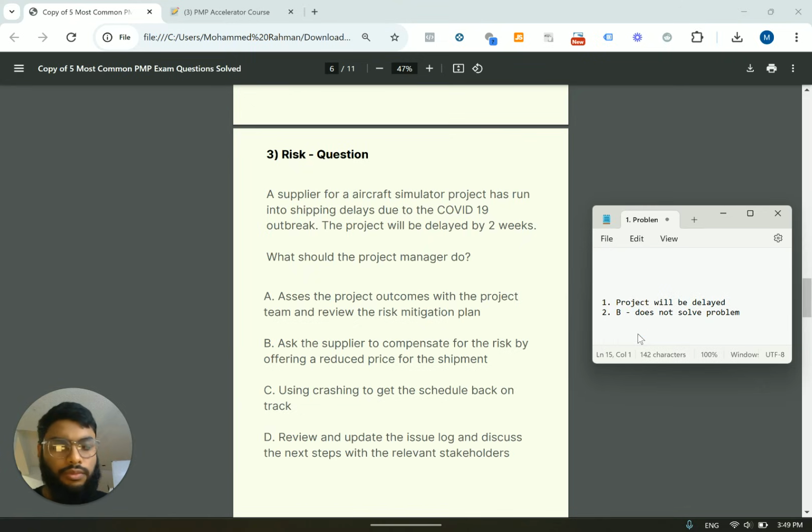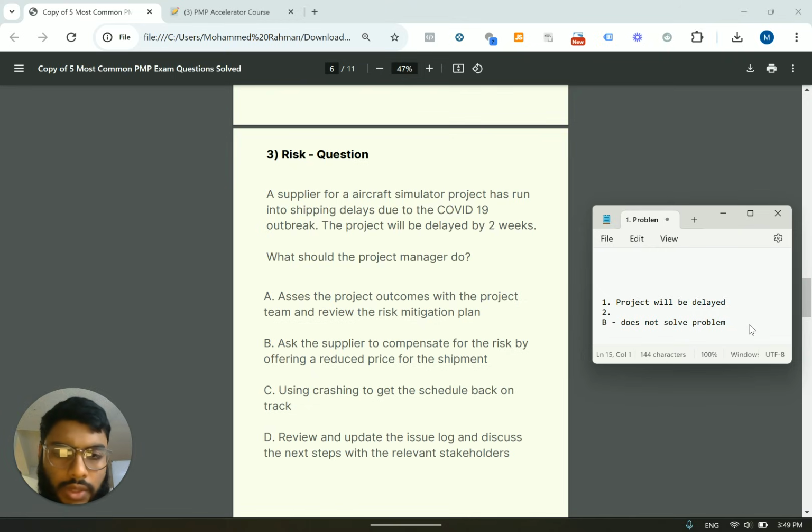All right. Let's make this a little bit more pretty for you guys. There we go. Okay, C, use crashing to get the schedule back on track. Okay, interesting. Let's move on. D, review and update the issue log and discuss the next steps with the relevant stakeholders. Okay, very good. So I'm going to pick this answer. I'm not going to pick A.